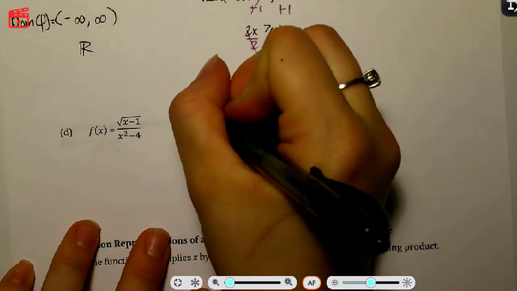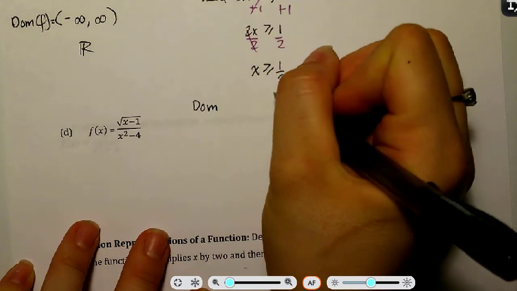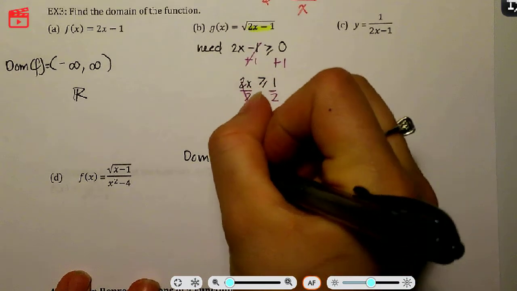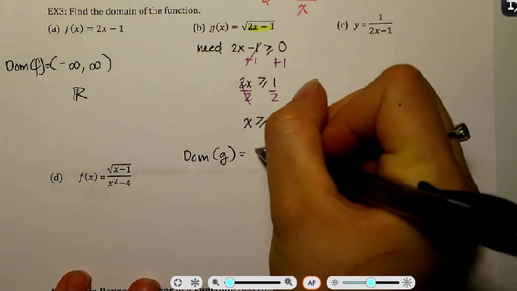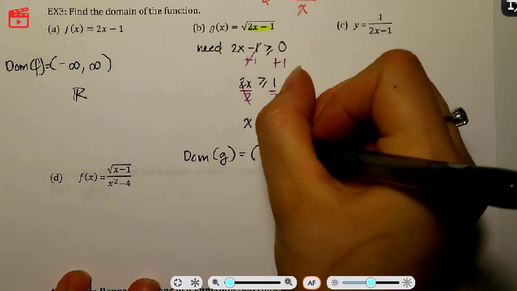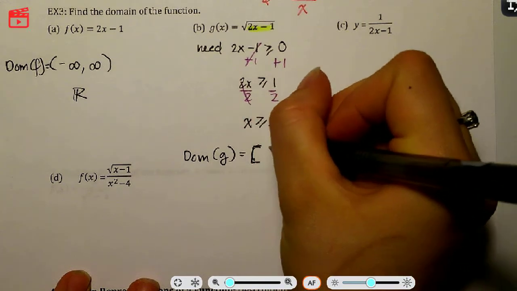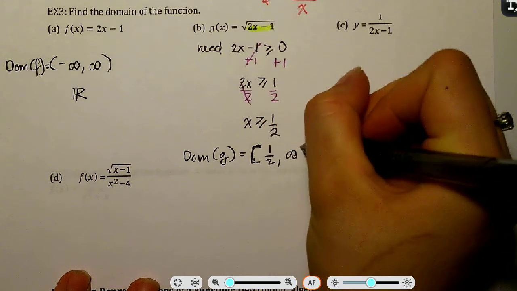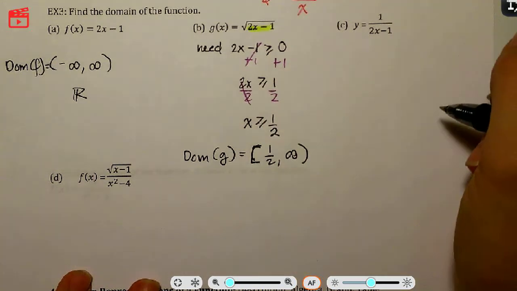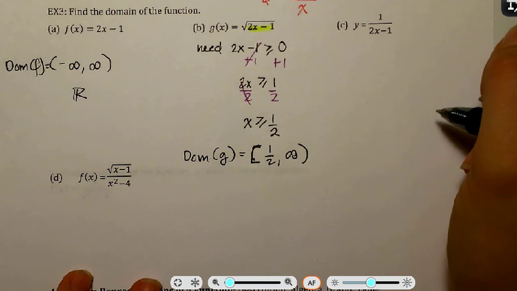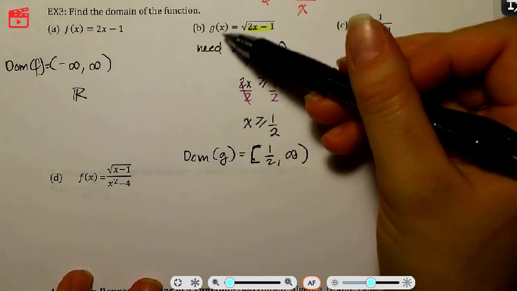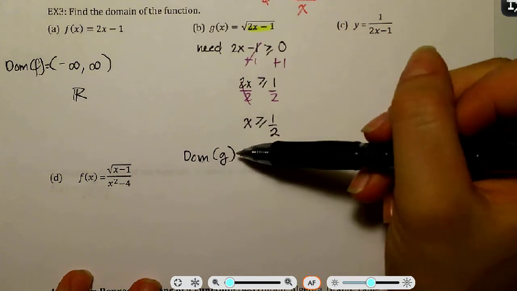So for this one, this is my function g. My function is called g. So the domain of g is going to be, we're going to include a half and go all the way to infinity for all the values greater than a half. Okay. So remember, if we're given a function and we're trying to find the domain, we need to use that domain notation.